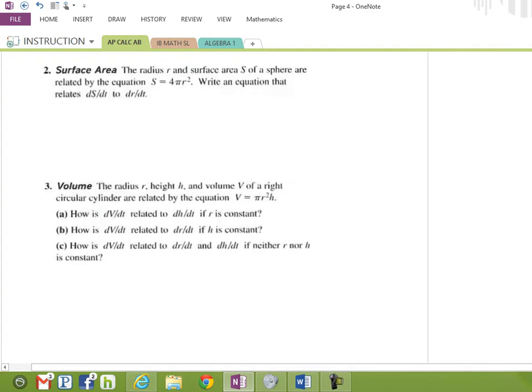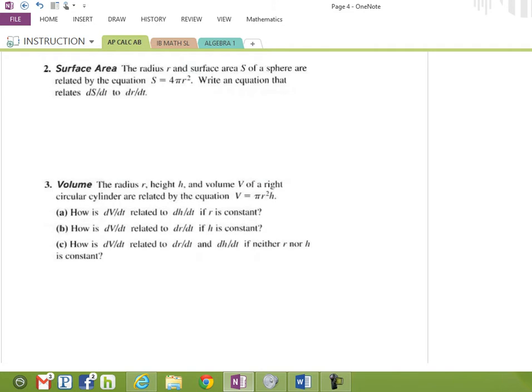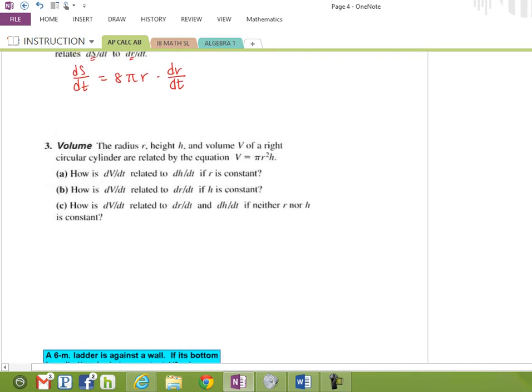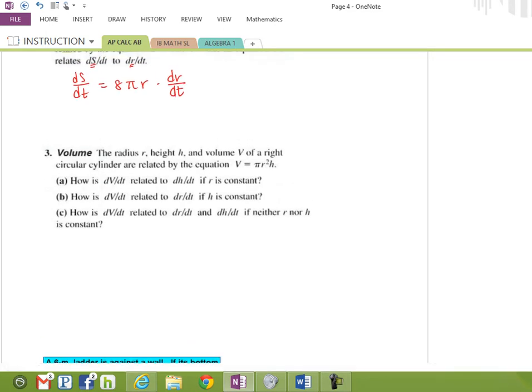So like I said, a lot more words for something pretty easy. Number 2, surface area. So relating S to r with respect to t though. So dS/dt is equal to 8 pi r times dr/dt. Alright, number 3, we have the radius. Okay, so letter A, you want r to be a constant.